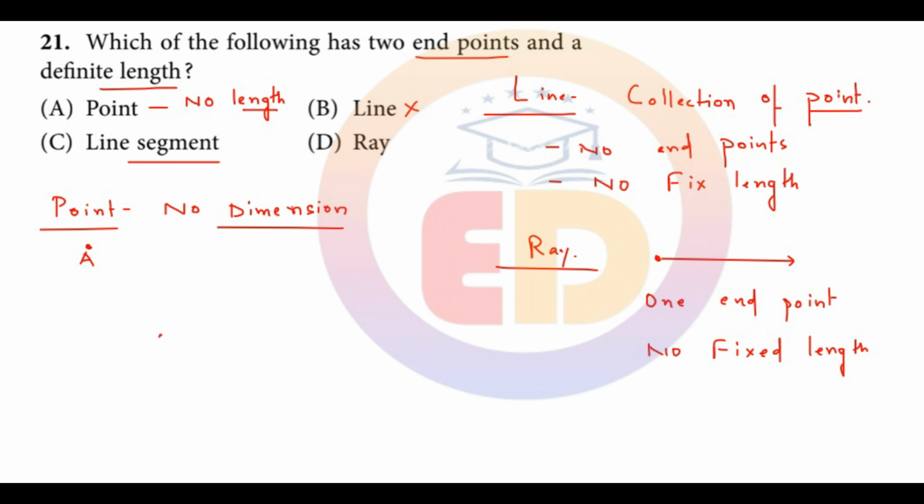Line segment. It has two endpoints and it has a fixed length, and that's going to be our answer. Option number C.